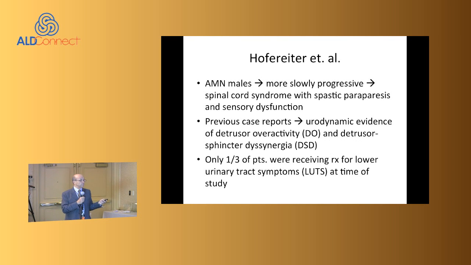So this group took the adrenomyeloneuropathy males and looked at previous case reports, which is all that's available. And they found that what is available is urodynamic testing, which is a test in the lab to see how we can reproduce your voiding function or dysfunction. And what there was in the literature is basically that these are overactive bladders, an overactive detrusor, and there was a suggestion that this is also being complemented by detrusor sphincter dysinergia.